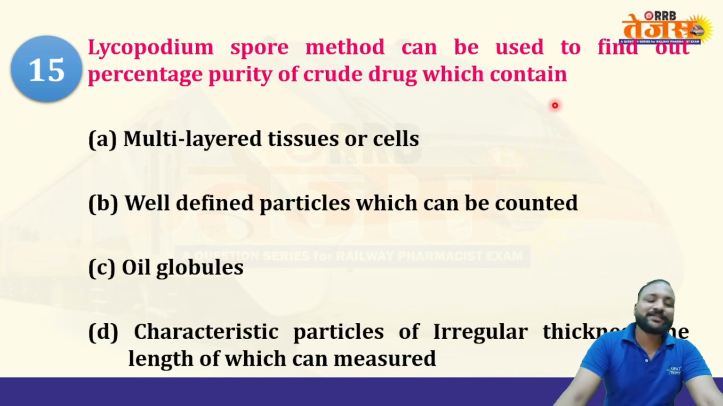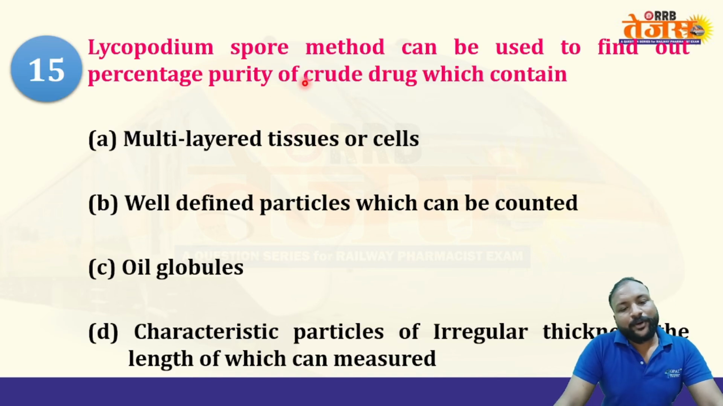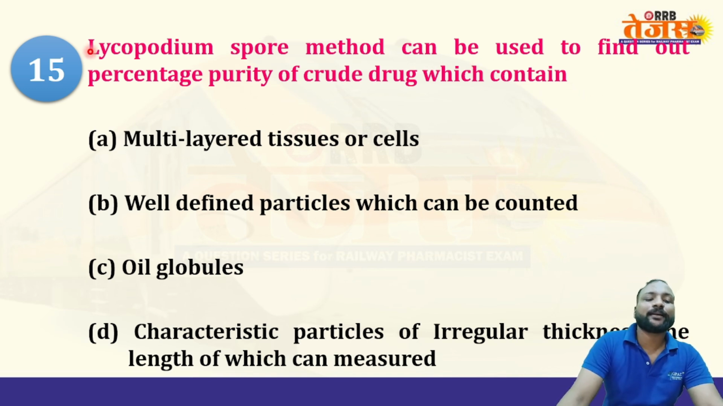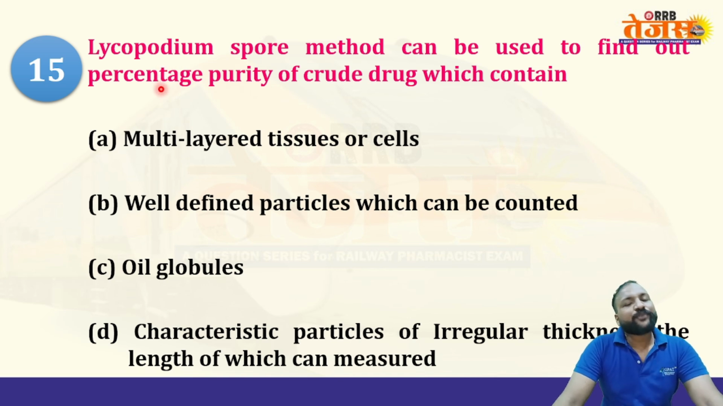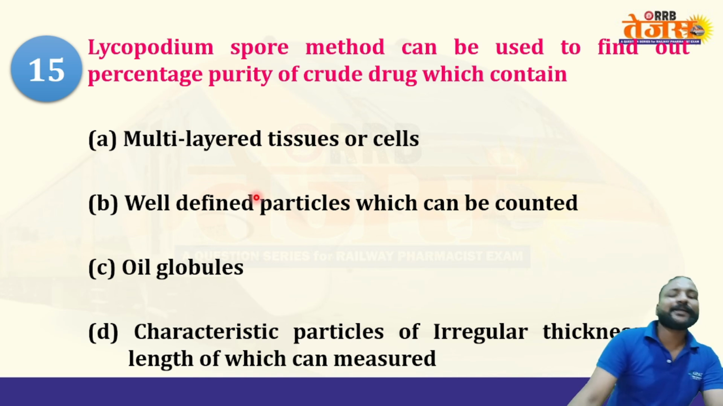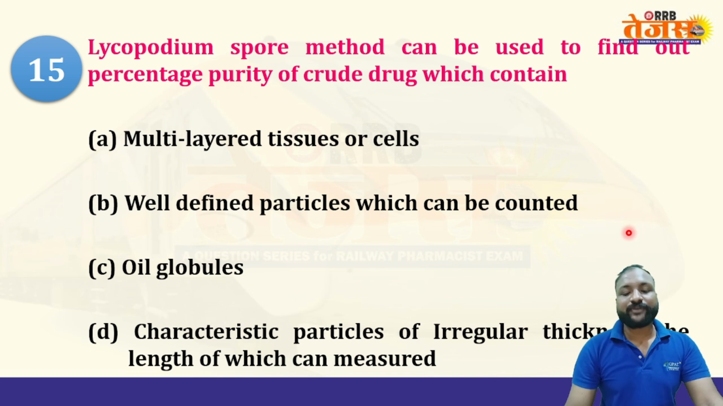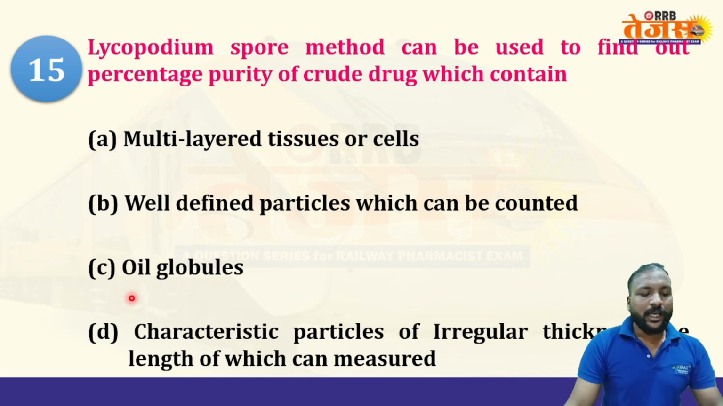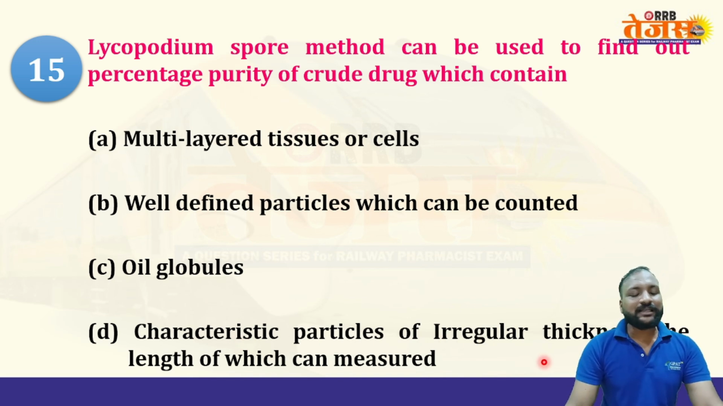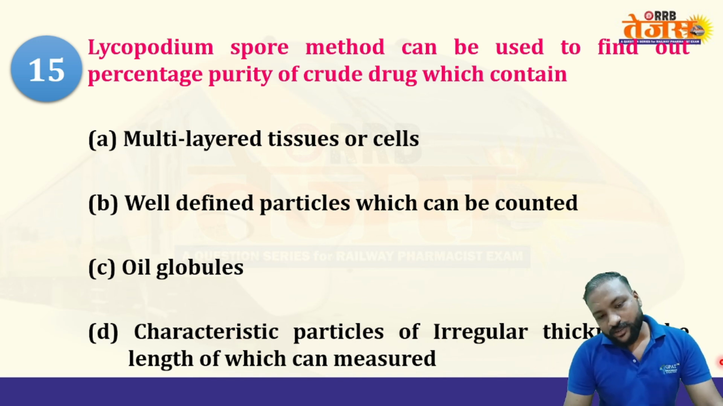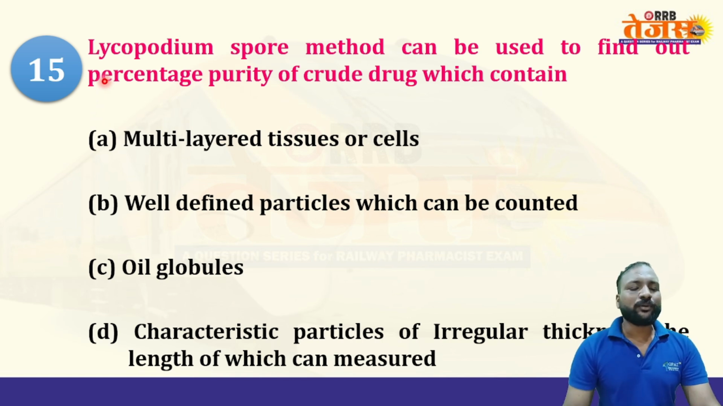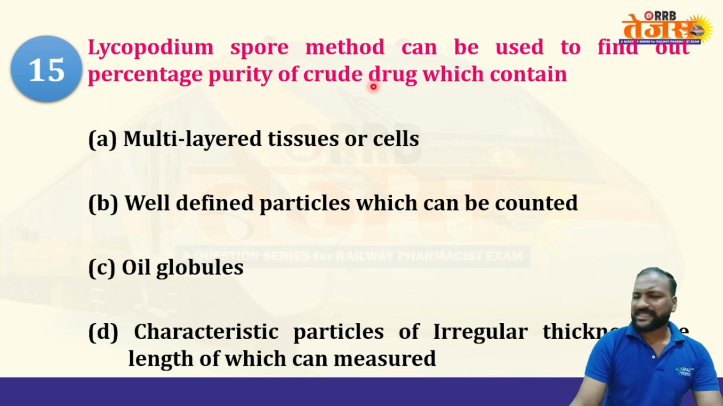Next question in the series, the 15th question. Lycopodium spore method can be used to find out the percentage purity of a crude drug which contains: A, multi-layer tissues or cells; B, well-defined particles which can be counted; C, oil globules; and D, characteristic particles of irregular thickness, the length of which can be measured. So for which thing do we perform the lycopodium spore method? Simple, if you know the lycopodium spore method, you can easily answer this question.